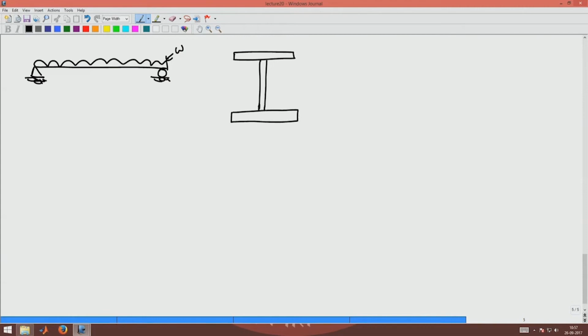Okay. Let us assume the following dimensions for this section. Let us assume the web thickness is Tw and depth of web is H. Let us assume the flange is of width Bf and thickness Tf. Let us assume this flange is also of thickness Tf and width Bf, same flange thickness and flange width.